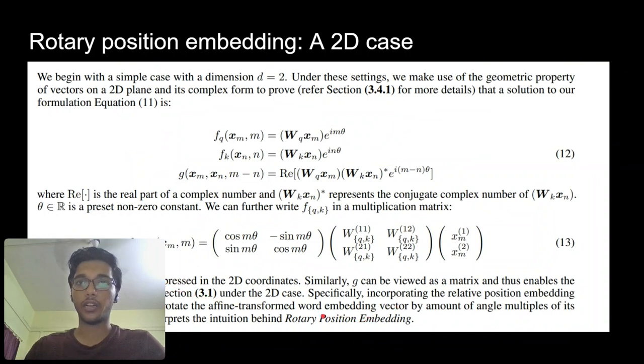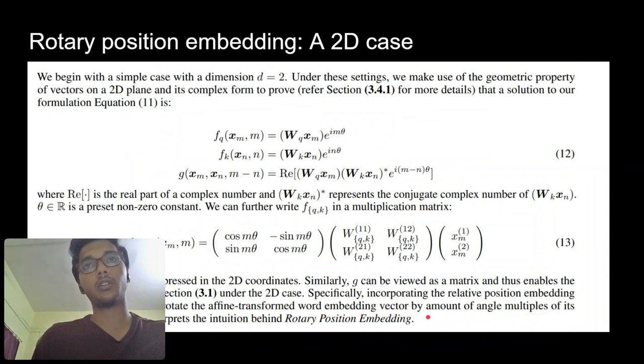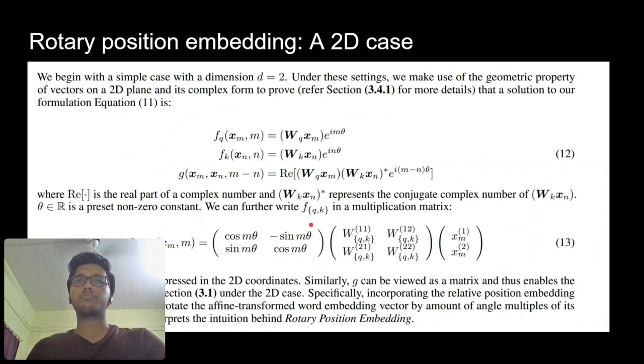That's it. And specifically, this is the main point I would say. Incorporating relative position embedding is straightforward. Simply rotate the affine transformed word embedding vector by an angle that is a multiple of its position index, and thus interpret the intuition behind rotary position embedding. A bit technical, but yeah, I wanted to share it.